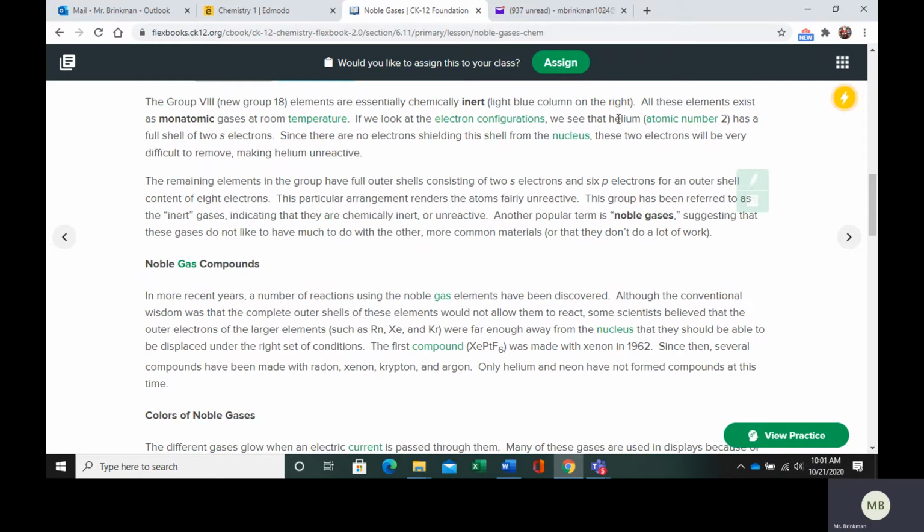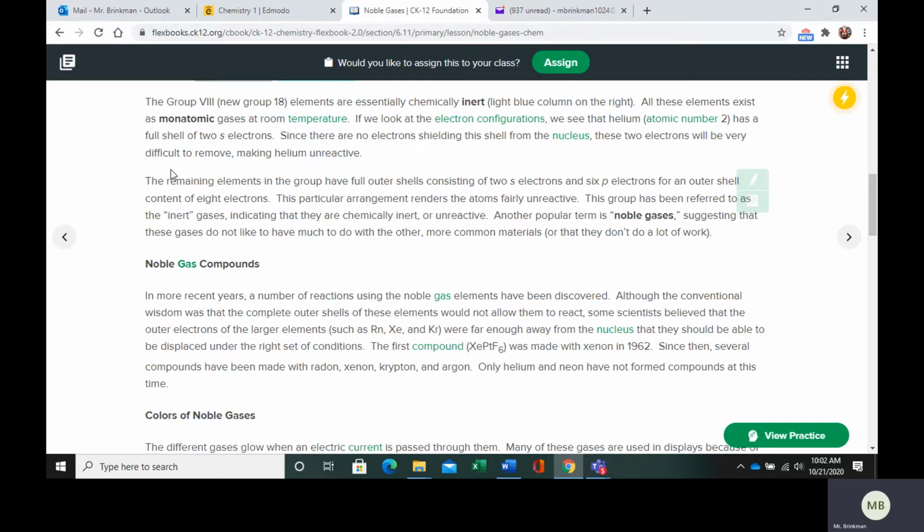With helium, helium has a full shell of 2s electrons. Now these electrons are not shielded from the nucleus by any other electrons, by any inner electrons. So the positive-negative attraction between the electrons and the protons in the nucleus is going to be very strong. As a result, these two electrons will be very difficult to remove, making helium unreactive.